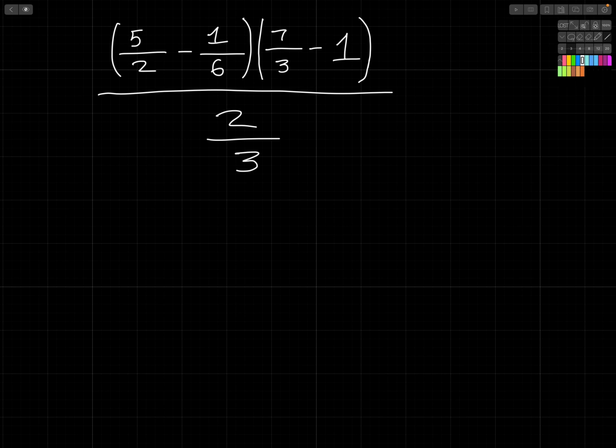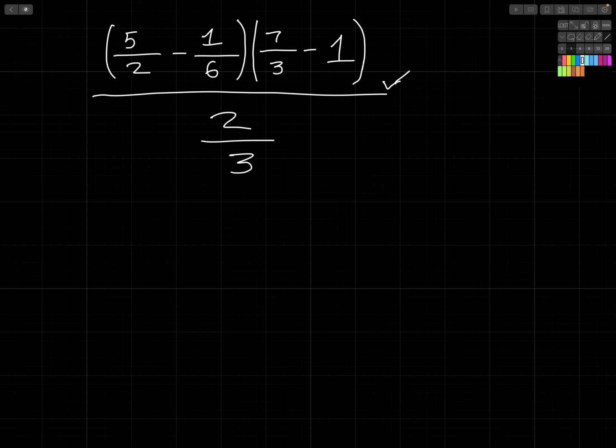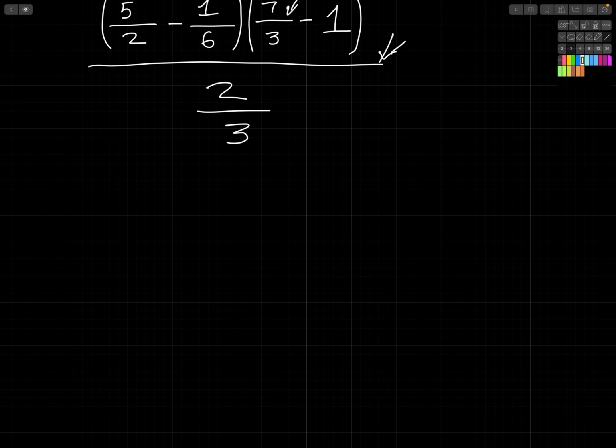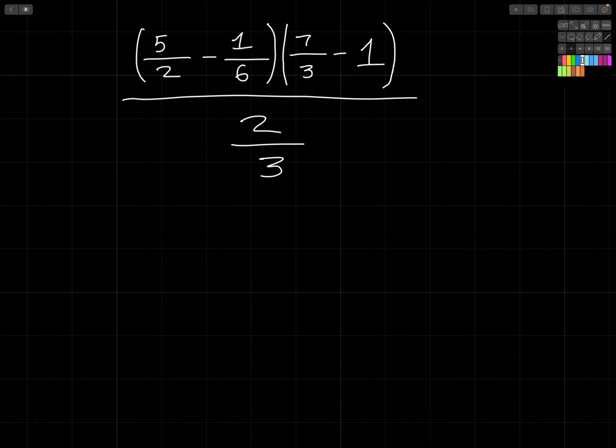Now we're gonna combine everything we just learned so far. So remember, these lines always mean division, right? So we have 5 over 2 minus 1 over 6 times 7 over 3 minus 1 over 2 over 3. So we know we have to do BEDMAS, right? Brackets first. And we know that to subtract, right? We need this common denominator.